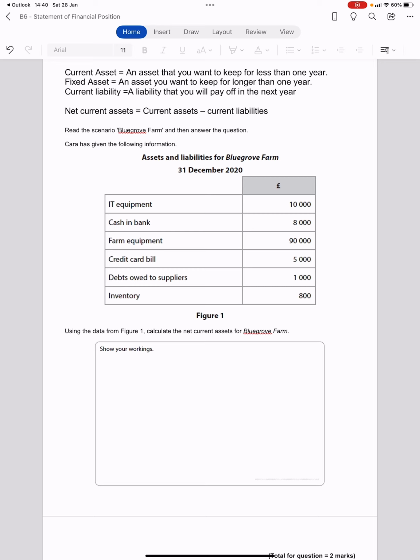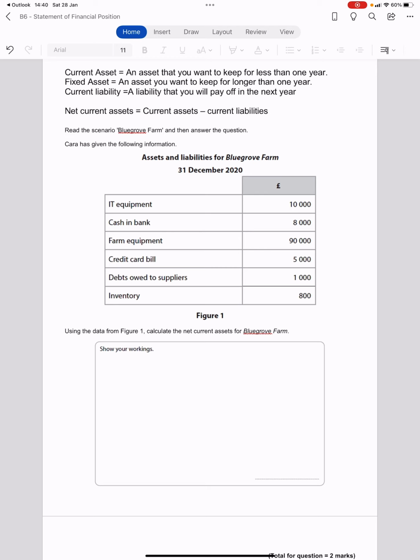So current liabilities, remembering that a liability is something that you owe, a current liability is a liability that you'll pay off in the next year. So that's things like a credit card bill, which is a short-term lending solution, and debts owed to suppliers, because they're going to want to be paid generally within 30 days.